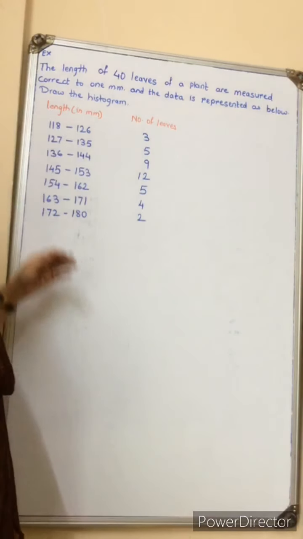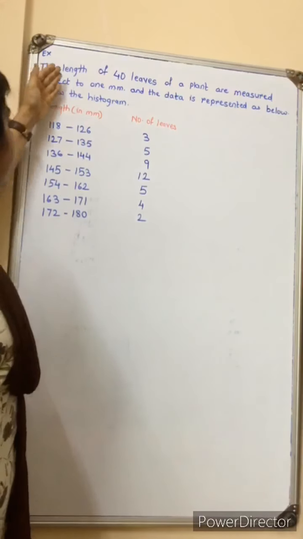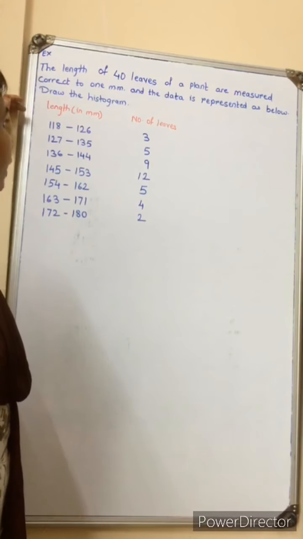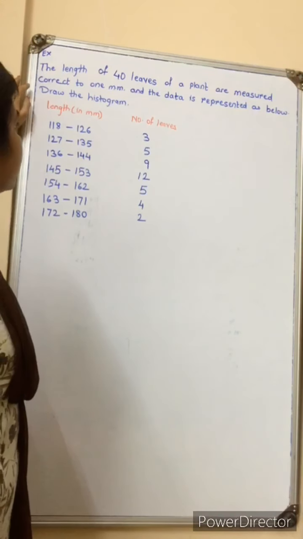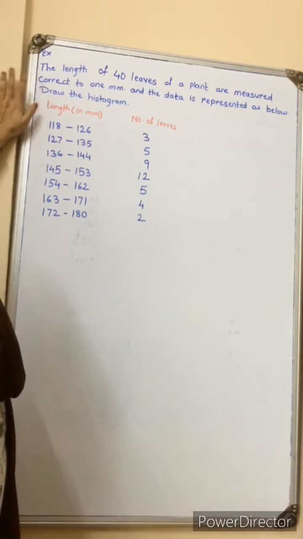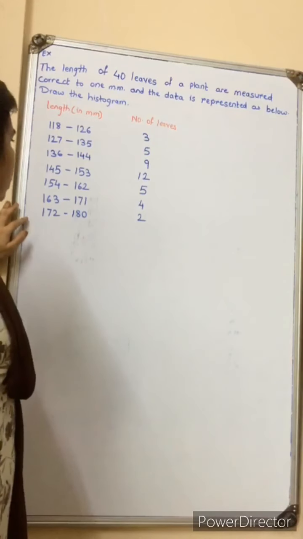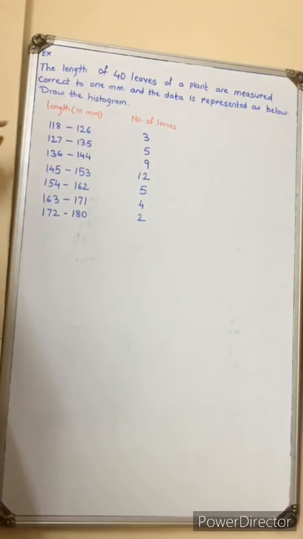So here is another example for the histogram. The lengths of 40 leaves of a plant are measured, correct to 1 mm, and the data is represented as below. Draw the histogram. In drawing a histogram, first we need to see whether the classes are continuous or not. Here the classes are not continuous, therefore first we make them continuous.